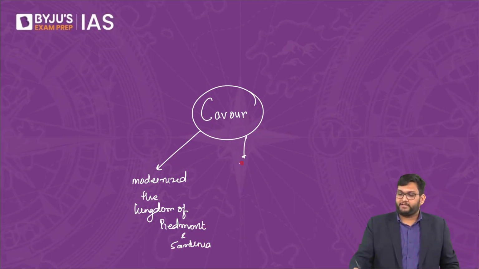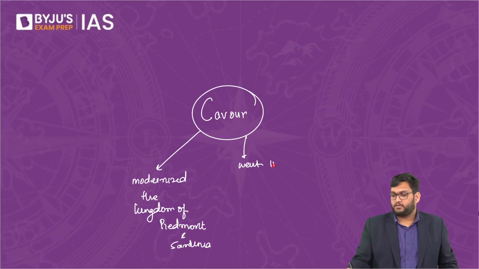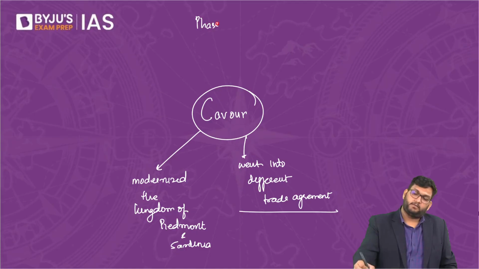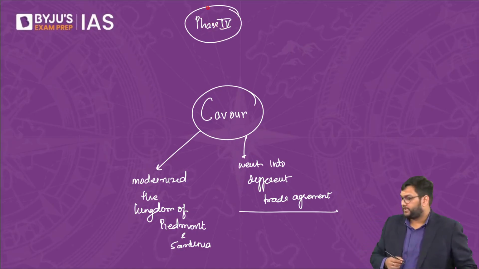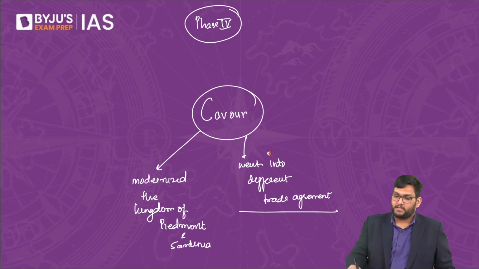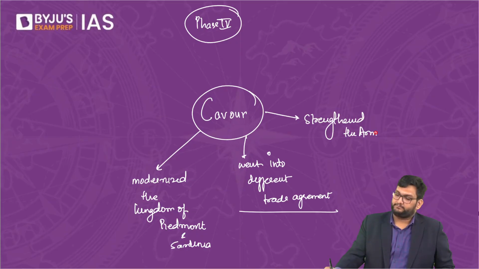He also went into different trade agreements. This is phase 4. If we are at 3, this will be 4, right? Okay. So went into different, what we call as trade agreements, and also strengthened the army of the kingdom.